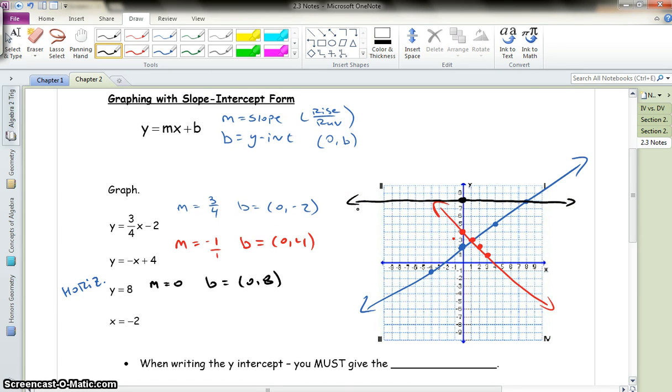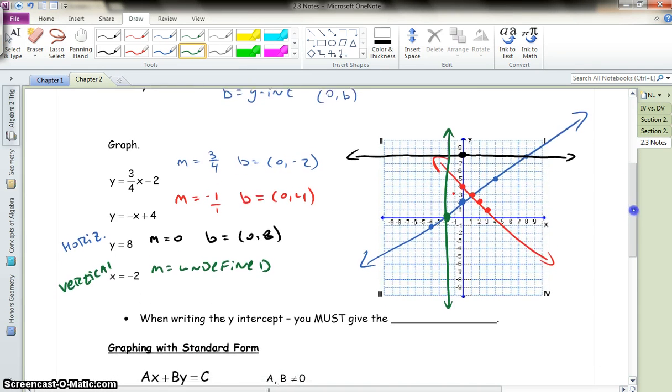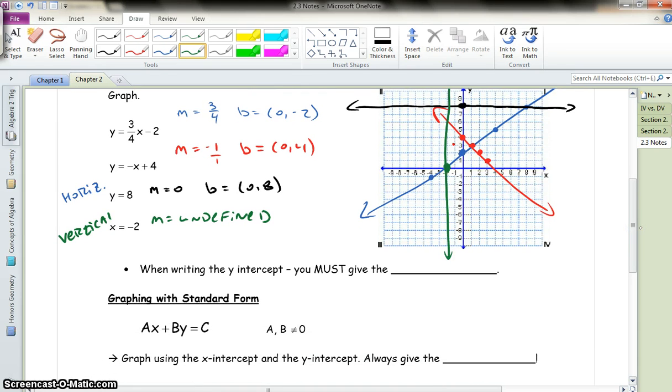When it's x equals, we have a vertical line. And this has an undefined slope. It actually doesn't even have a y-intercept because it's never going to cross the y-axis. So we're at x equals 2, and it's a vertical up and down line. Now, just to remind you, when writing the y-intercept, you must always give the coordinates. Do not just write b equals. I like to see the coordinates.